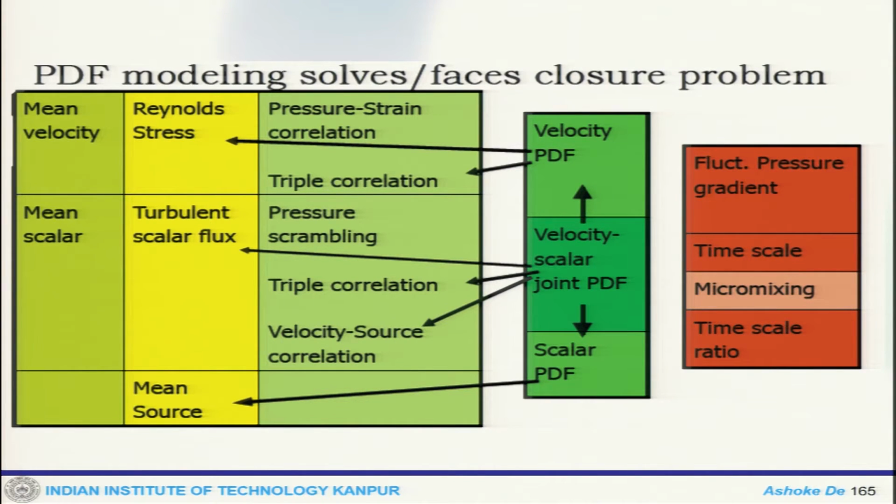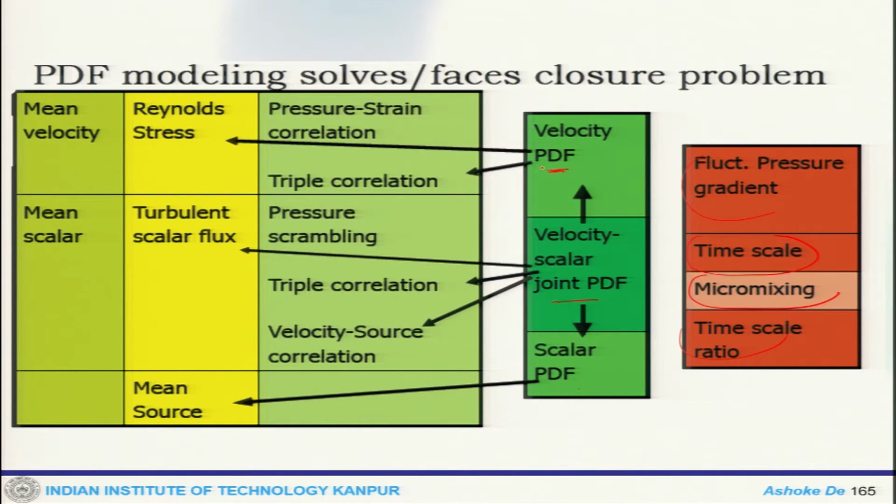So, if you put the whole set of discussion on this scalar PDF or transported PDF in one place, then you can get, this is our velocity PDF, this is the joint velocity scalar PDF and this is the scalar PDF. So, from the joint PDF you can still achieve your velocity PDF and also scalar PDF. And the other terms, you have time scale, micromixing time scale ratio, pressure fluctuation gradient.